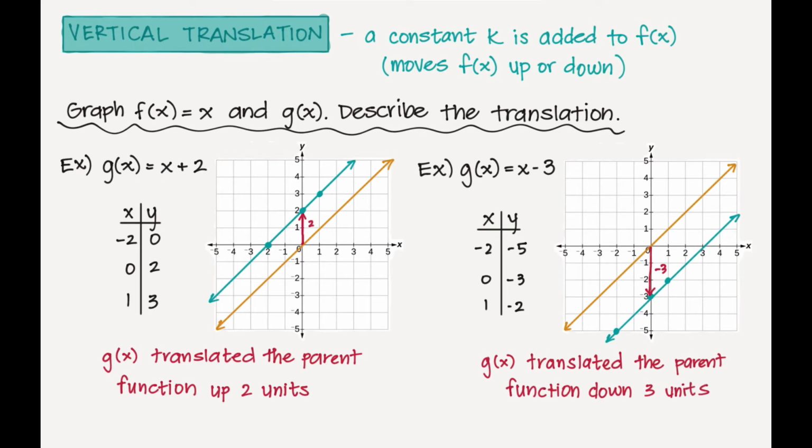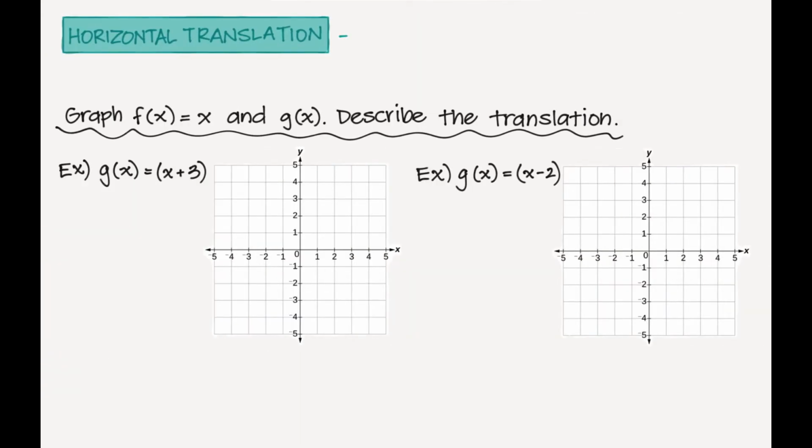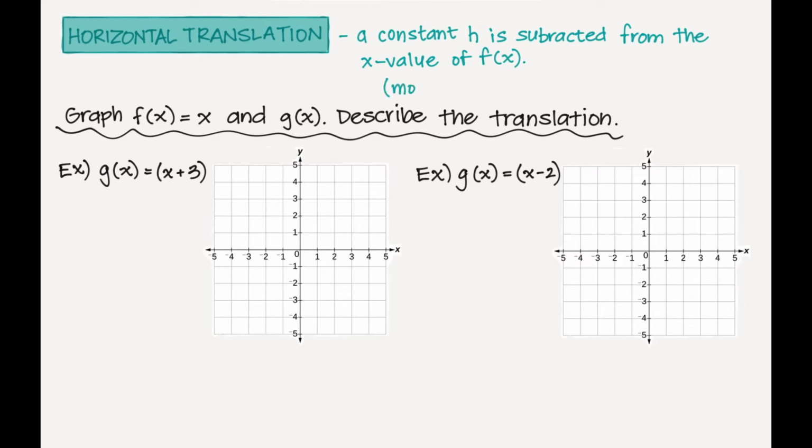So now let's go ahead and move on to a horizontal translation. And it's going to look very similar to you. This time there's going to be a constant h that is going to be subtracted from any of the x values that are in the function f of x. Okay. And when we subtract these values, then it's going to be moving the function either to the left or to the right. So like we did before, let's go ahead and graph the parent linear function.